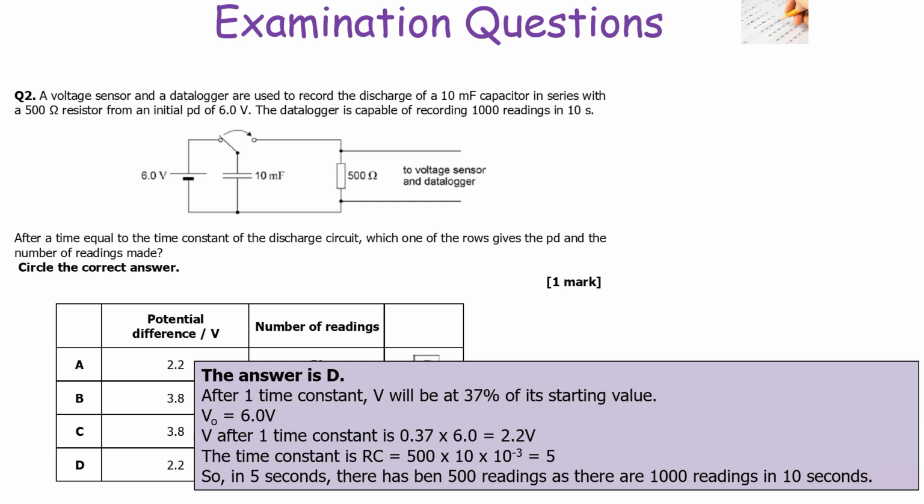Now the time constant is equal to RC, which again is given to you in your equation book. So it's R, which is 500, times C, which is 10 times 10 to the minus 3, because we go from millifarads into farads, so therefore it's 5 seconds. So in 5 seconds there will have been 500 readings, because there's 1000 readings in 10 seconds, so in 5 seconds there's going to be 500 readings. So our answer is D.